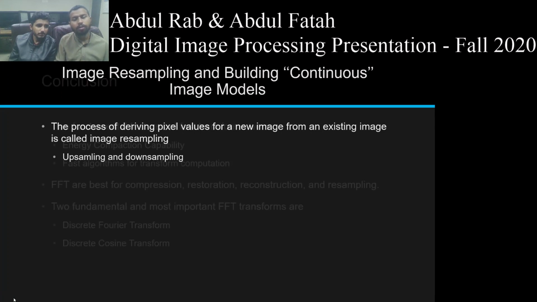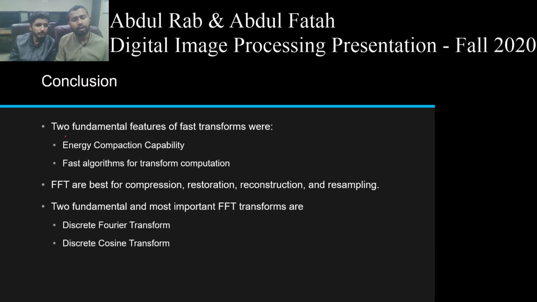Yes, thank you. Let's move to the conclusion. What we have learned today: there were two fundamental features of fast transforms, energy compression capability and fast algorithms for transform computation. Next we learned that the fast Fourier transform is best for compression, restoration, reconstruction, and resampling. The two fundamental but most important fast transforms are the discrete Fourier transform and the discrete cosine transform.